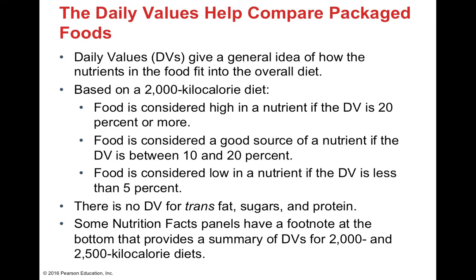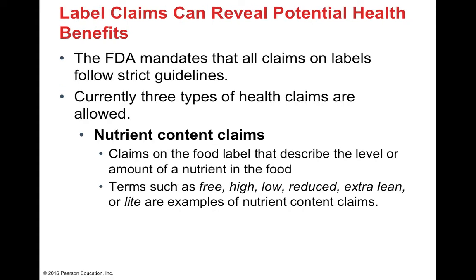Please note that there is no daily value currently listed for trans fats, sugars, and protein. Although some nutrition facts panels have a little footnote at the bottom that has a summary of the daily values for both the 2,000 and the 2,500 kcal diets, which is really nice if you need the 2,500. If everything's listed in 2,000 kcals, it can be kind of confusing. So it's very nice that they have the alternative option for those individuals.